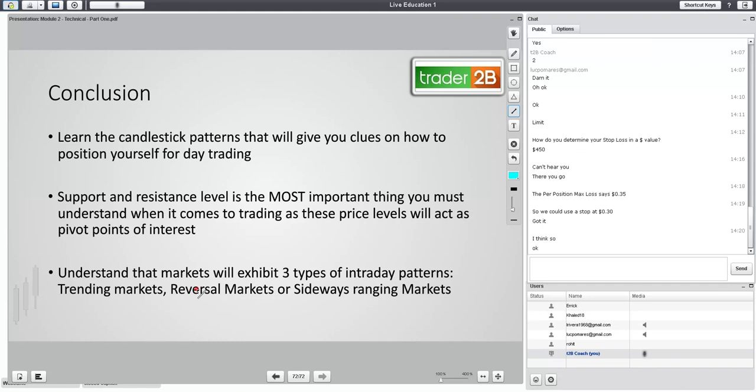So those are what we call reversal markets. And then lastly, you have sideways ranging markets. And again, we'll talk more about how to set up trades to trade these types of markets, because this is what you're essentially going to encounter throughout the day.